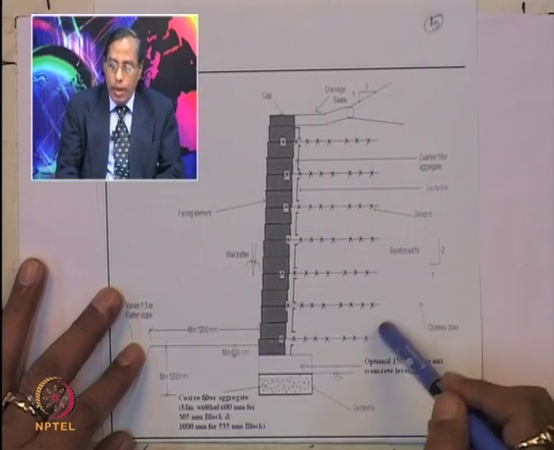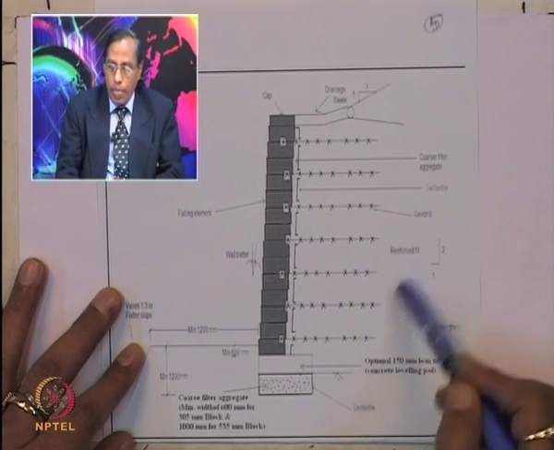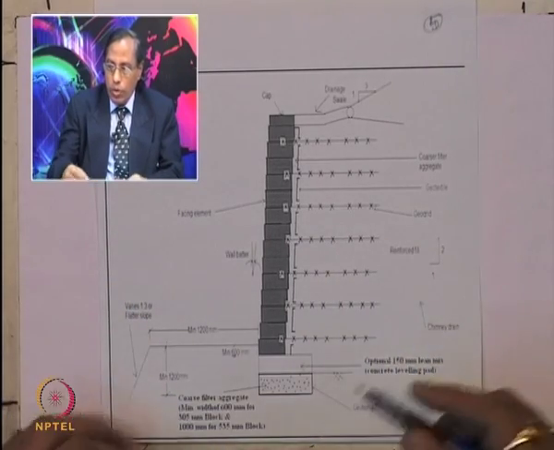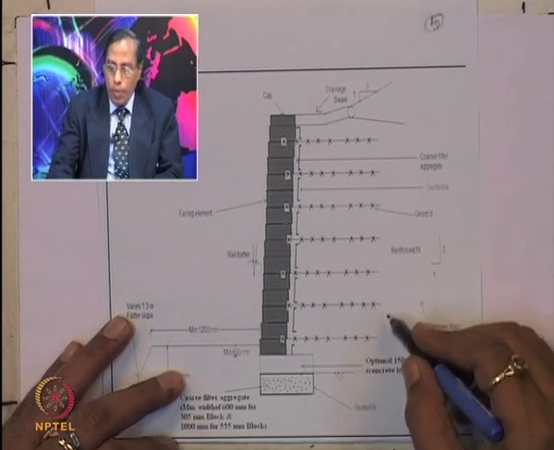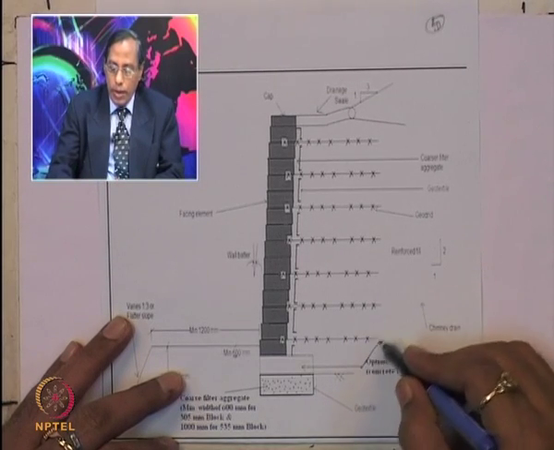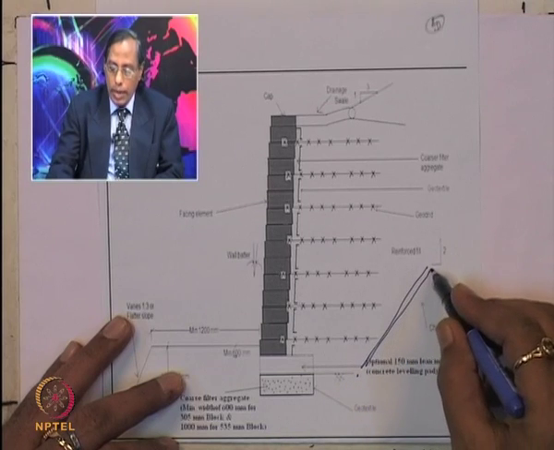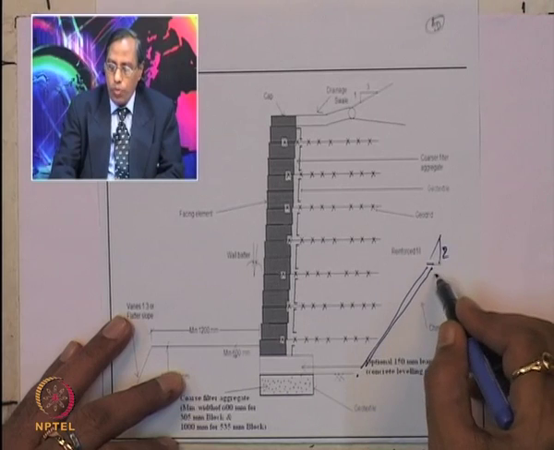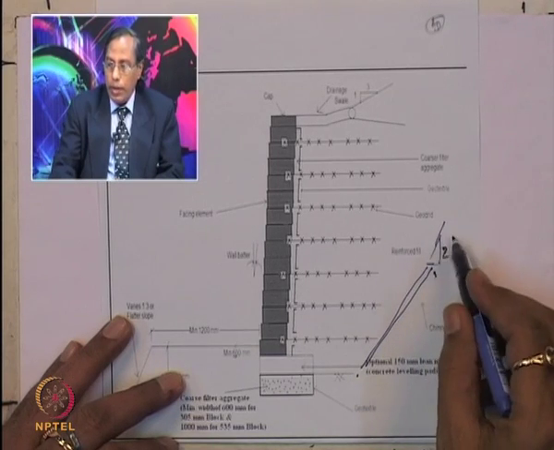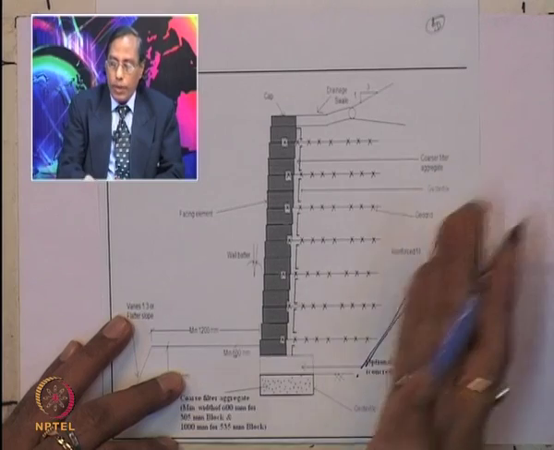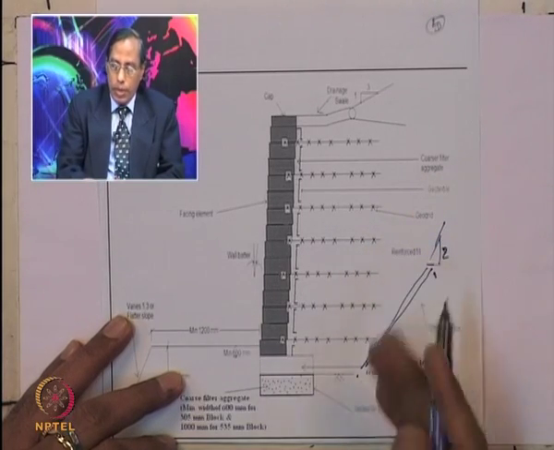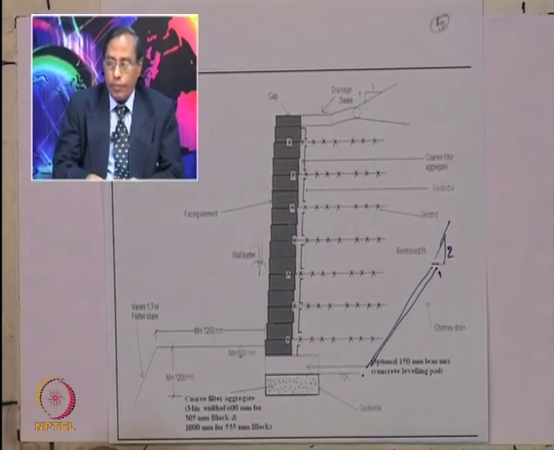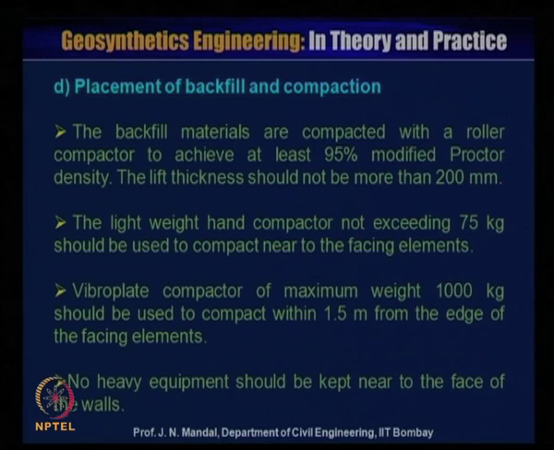So, at the same time you also require the drainage system at the back of the reinforced soil wall. So, on this side you should provide a kind of drainage here with a certain angle, with a slope of 2 vertical to 1 horizontal. You can provide any geocomposite or geotextile material, and water can be drained out through this. Placement of the backfill and compaction.